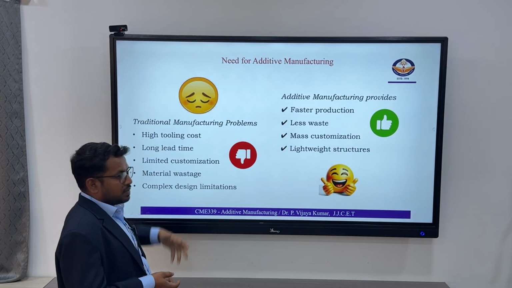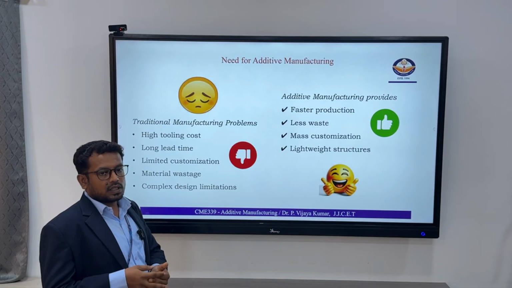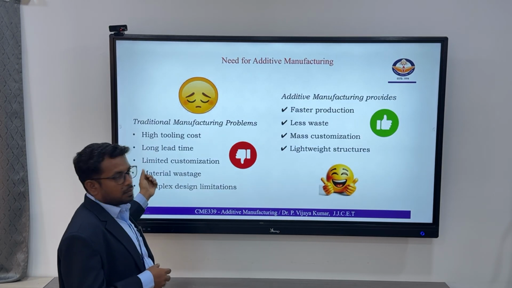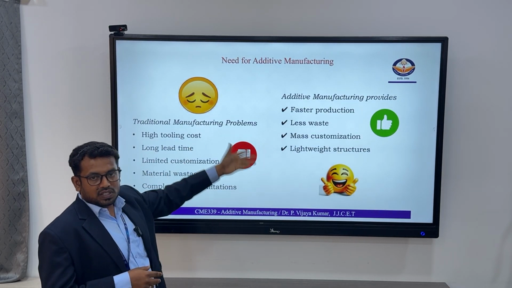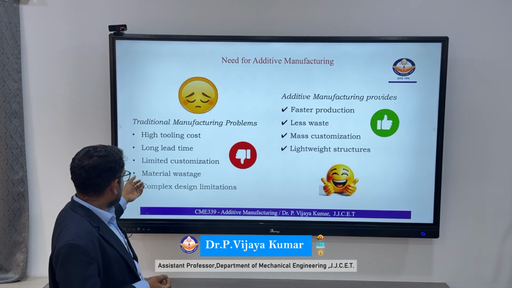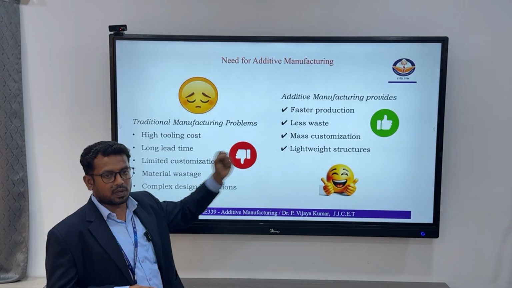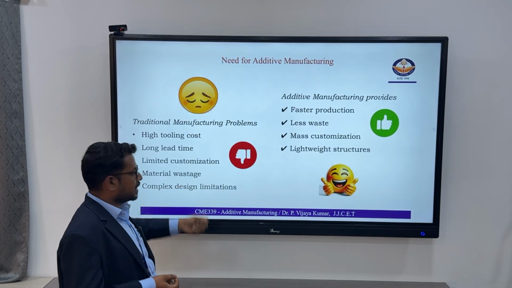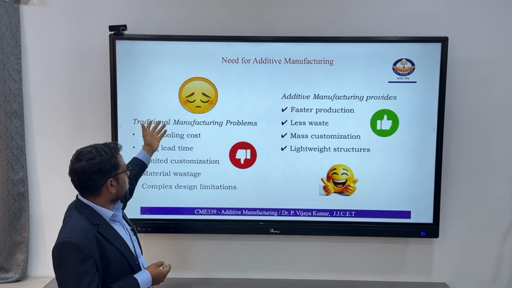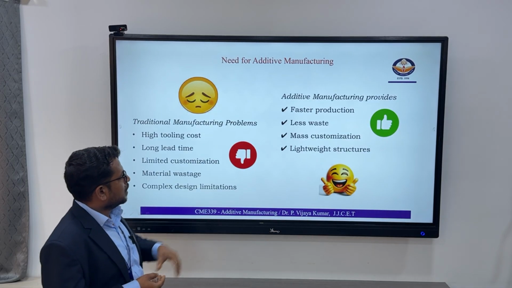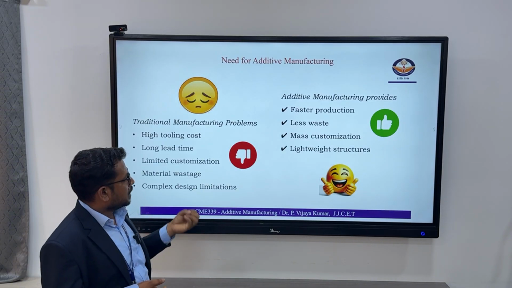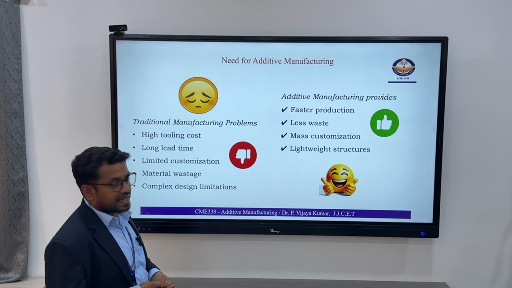And next, limited customization, which means the individual needs we are not able to fulfill by the traditional manufacturing process. In the additive manufacturing process, we are able to create a number of customized products. And the material wastage is also high compared to the additive manufacturing process. And complex design limitations, some intricate parts are not possible to develop by the traditional manufacturing process. The additive manufacturing process provides faster production and less waste, mass customization, lightweight structure.